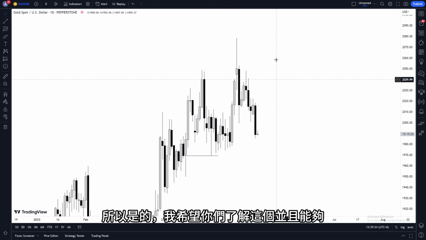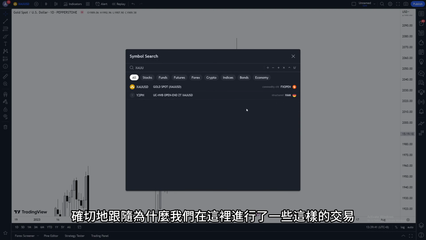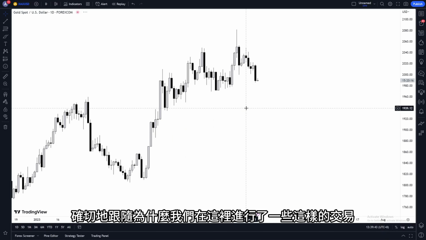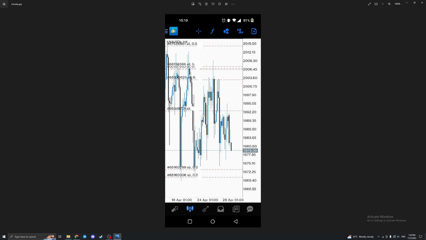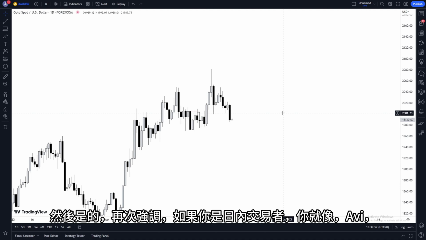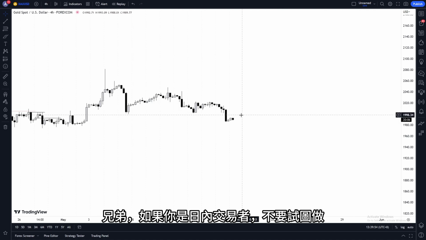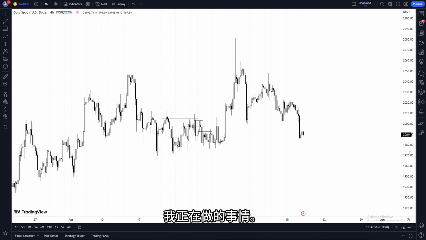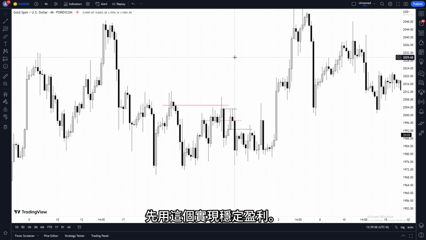So yes, I hope you guys understood this and could follow exactly why we made some of these trades right here. Covered this. And yeah, again, if you're an intraday trader, you're like, Avi, where do I take my profit? Bro, if you're an intraday trader, don't try and do the stuff that I'm doing. Get consistently profitable with this first.